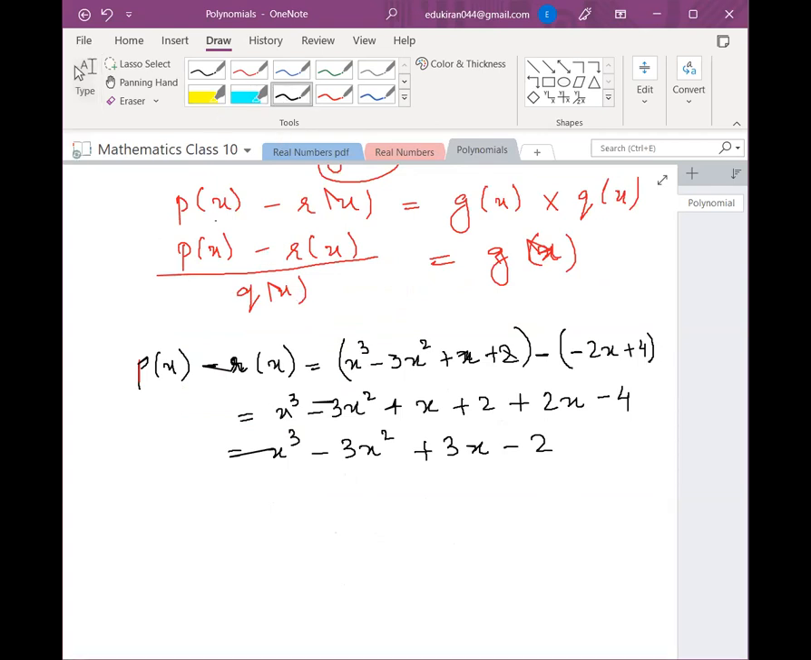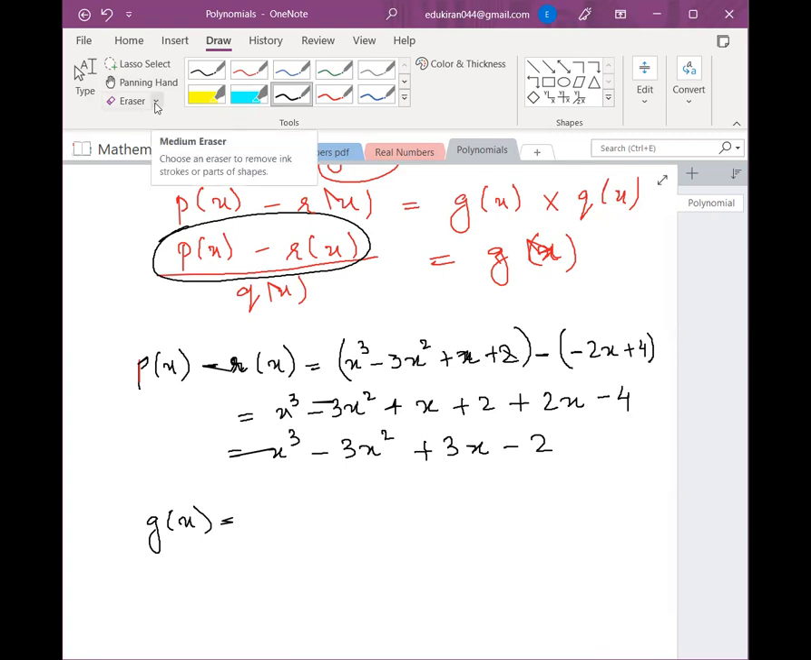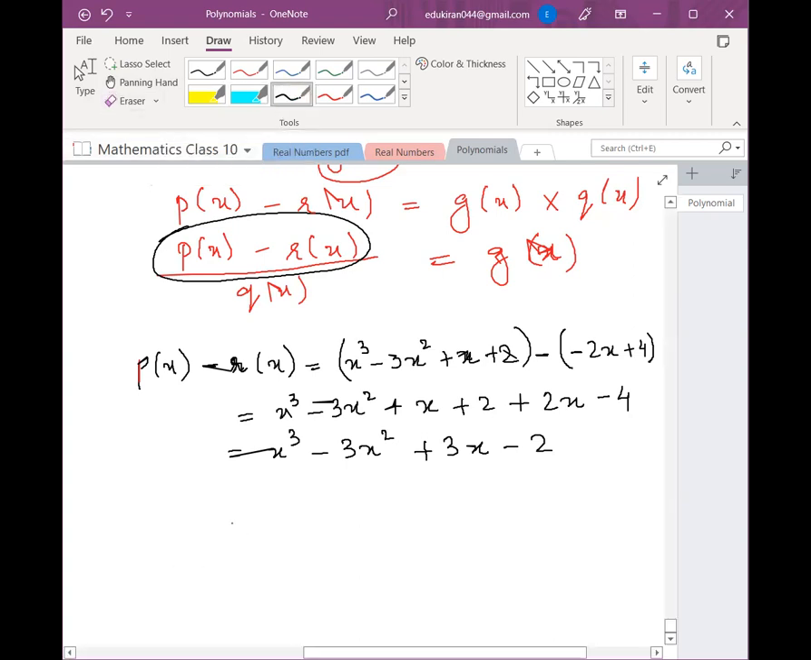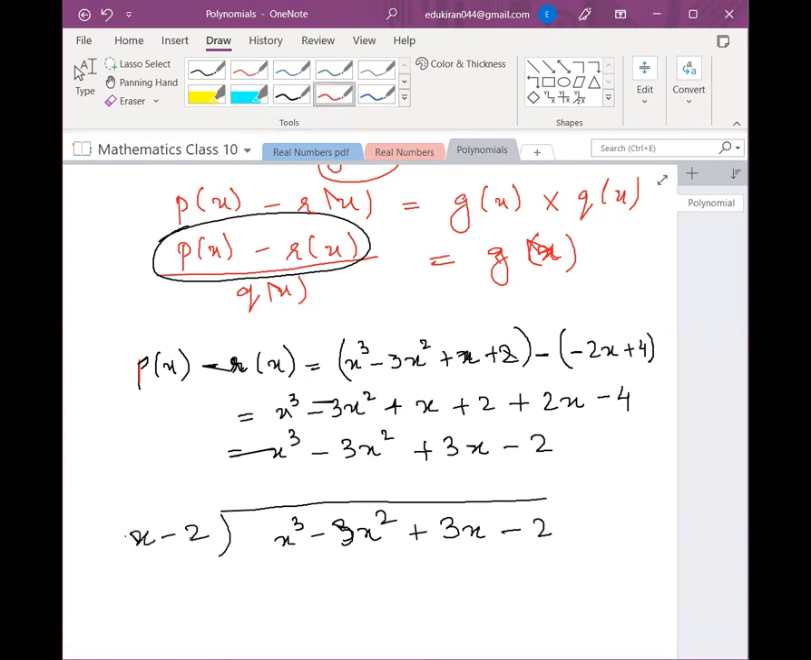Okay, now to find g(x), I have to divide my P(x) by q(x). Look here, this part I have found out. Now I'll divide this by q(x), so I'll get g(x). So do the division now. Divide this x cube minus 3x square plus 3x minus 2 by q(x). How much is q(x)? x minus 2, which is already given in the question. Okay, let's quickly do it.